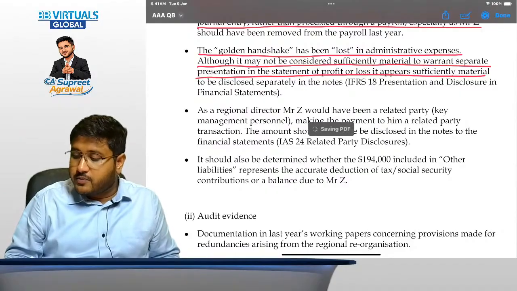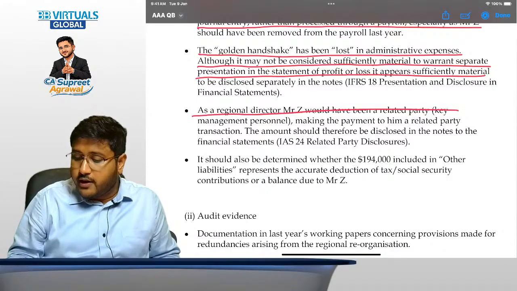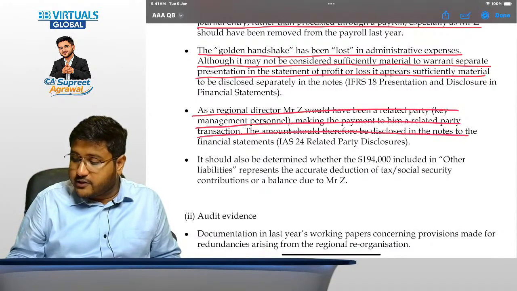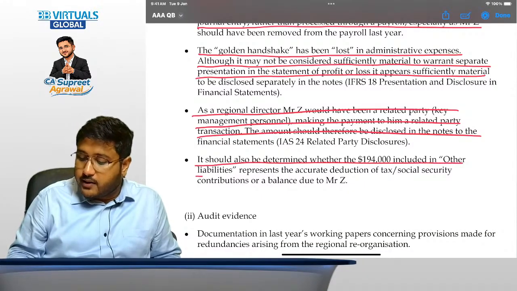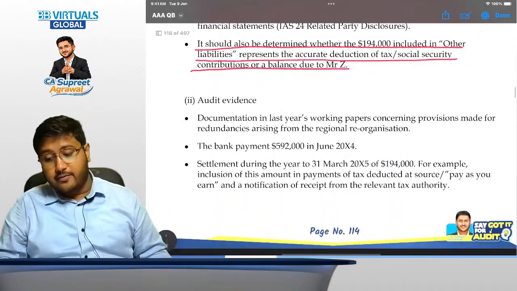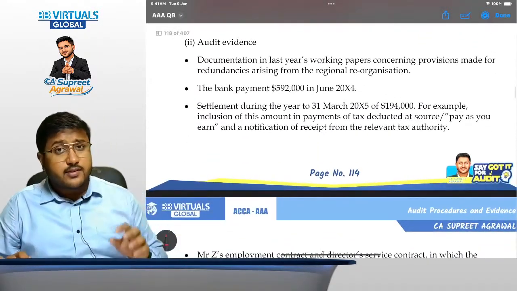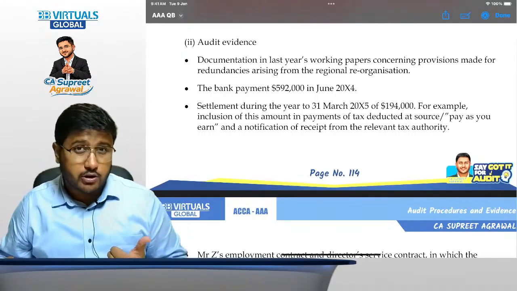As a regional director, Mr. Z would have been a related party. Making the payment to him makes a related party transaction also, and it should be disclosed at the relevant place in the financial statements also. It should also be determined whether the 194 included in other liabilities represents the accurate deduction of tax or social security also, right? That we have discussed. Now audit evidences. We are following the similar categories, similar techniques that we have developed in the audit procedure question, right?